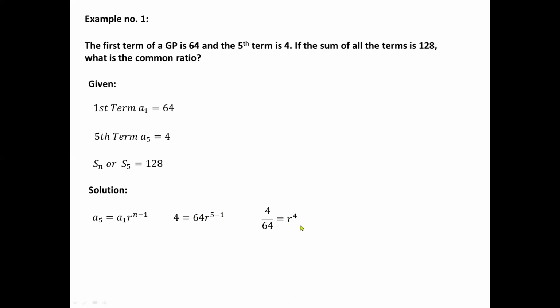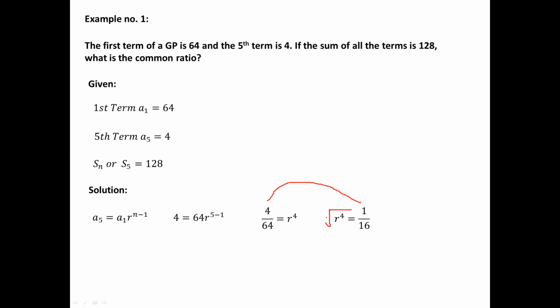Now, how do we solve for R? We need to extract the 4th root of both sides. Okay? Kailangan natin extract ang 4th root of both sides. Or simplify muna natin ang 4 over 64 as a fraction. What I mean is to reduce it to lowest term. 4 over 64 is also 1 over 16. Pares lang yan. And then afterward, we need to extract the 4th root of both sides.